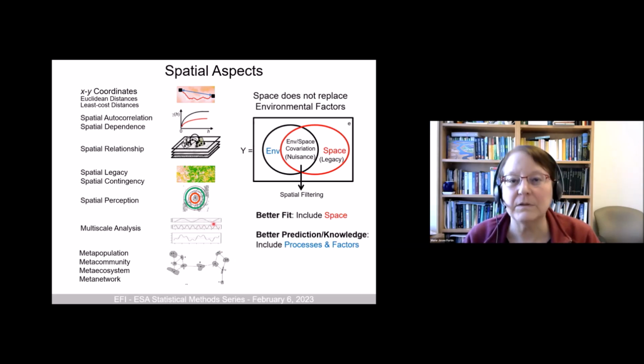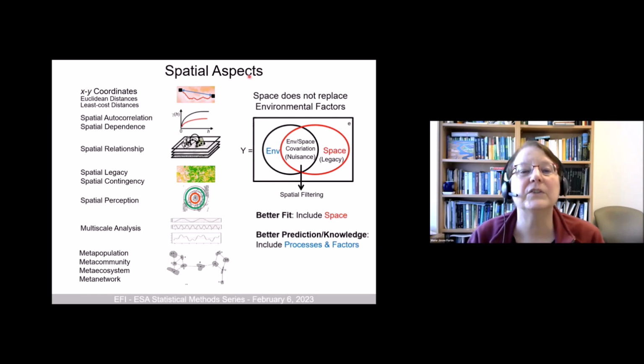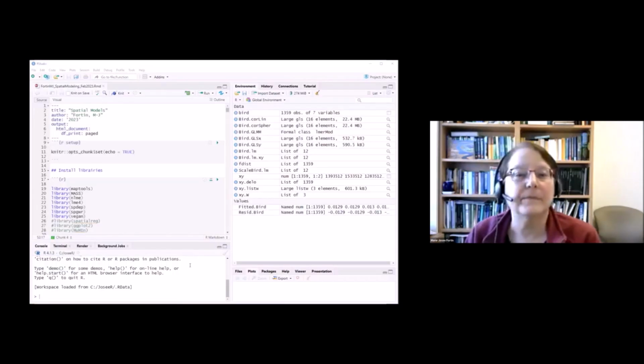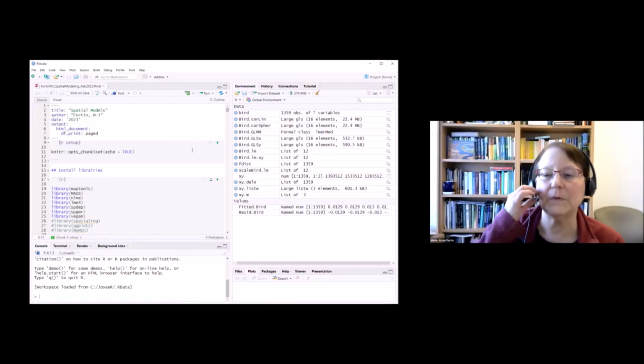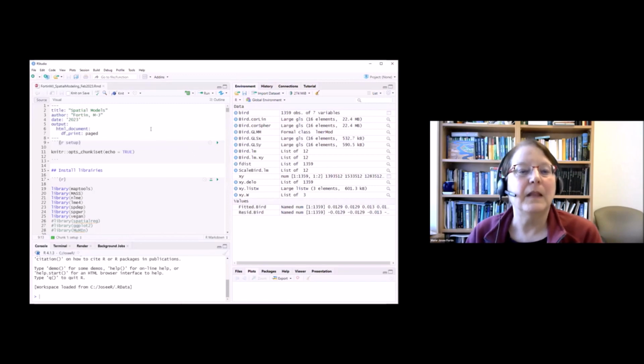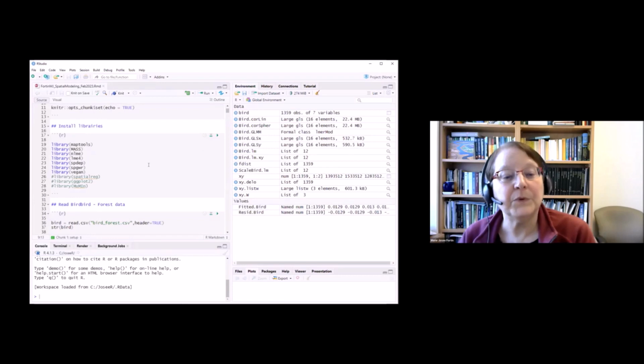So if life is good, I will stop sharing, and I will go to RStudio. Okay, can people see RStudio? Yes, okay, great.